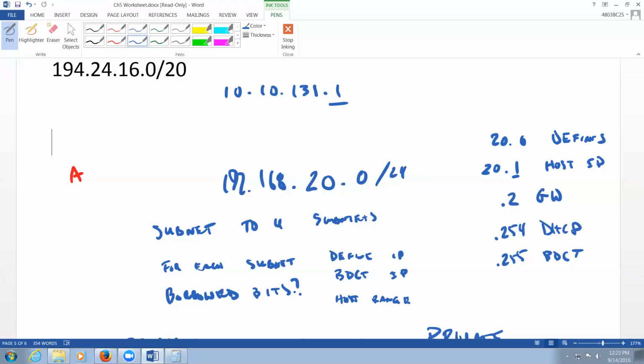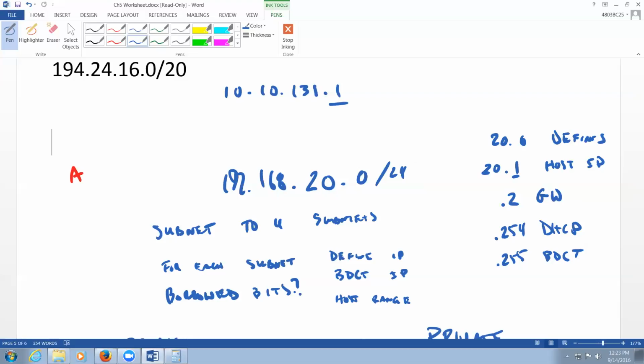So this is our return that we got, right? That's the network you were provided. You have to subnet it out to 4 different networks. So this is going to be a /28. Remember, each one of these is a power of 2. So how many do you need?